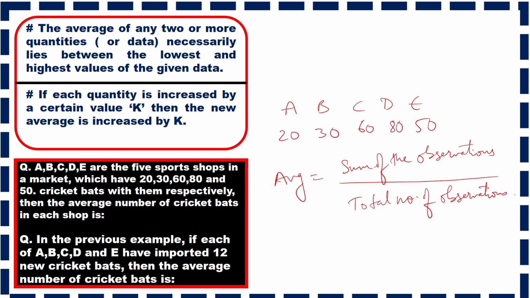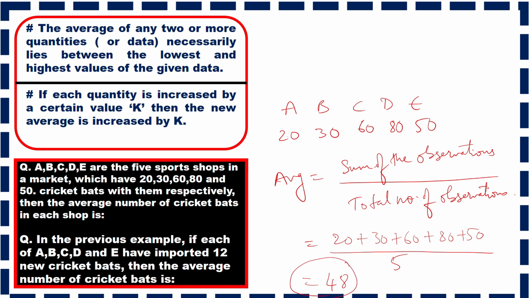So what is the basic definition of average? Average is the sum of the observations by the total number of observations. Here the sum is 20 plus 30 plus 60 plus 80 plus 50, divided by the total number of observations: 1, 2, 3, 4, 5, so divided by 5. If you calculate, you will get the average as 48. Now what does this 48 mean? This is the average number of cricket bats that each shop has.